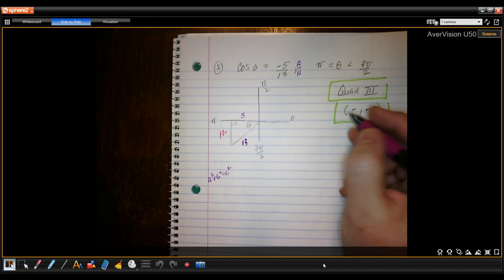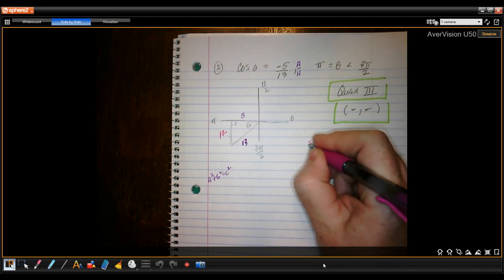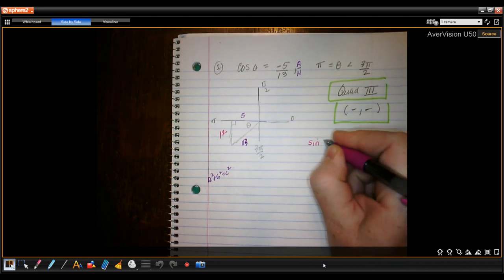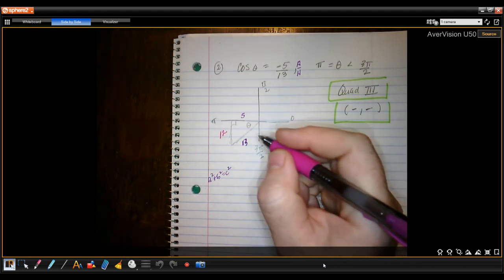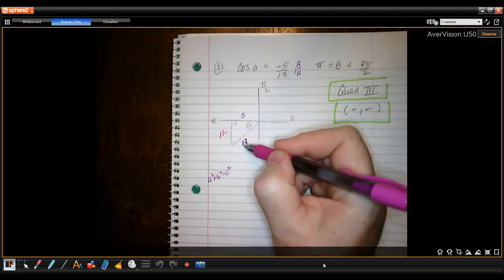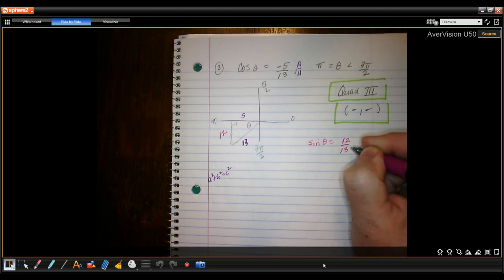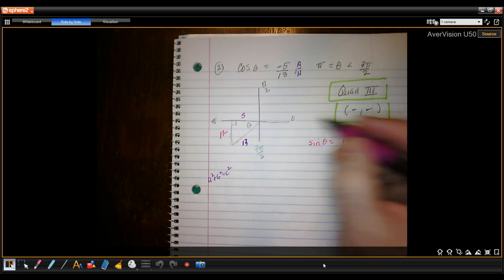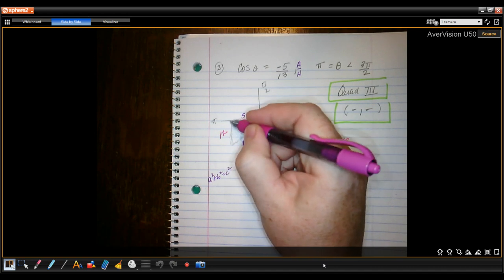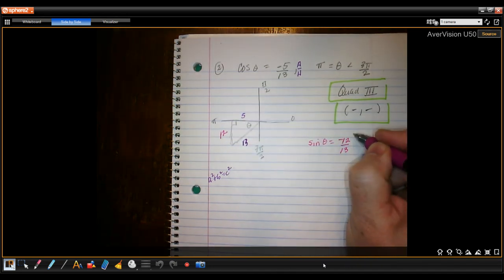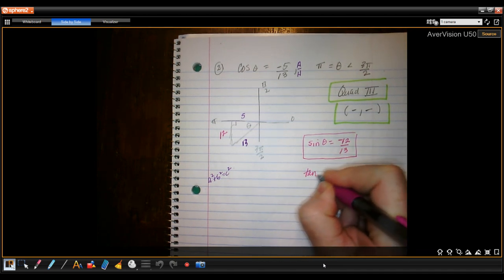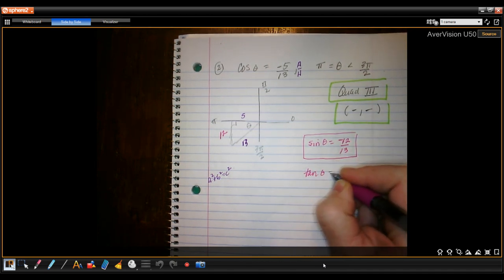Then what I would do is fill it in. So I'm trying to find sine. So sine theta is going to be what? Opposite over hypotenuse. Well, y, if we're in this quadrant, y is negative. So there is that. Then tangent theta is y over x, right?